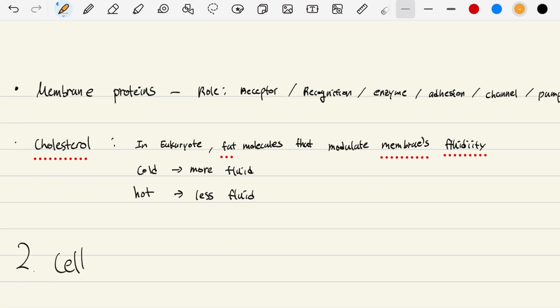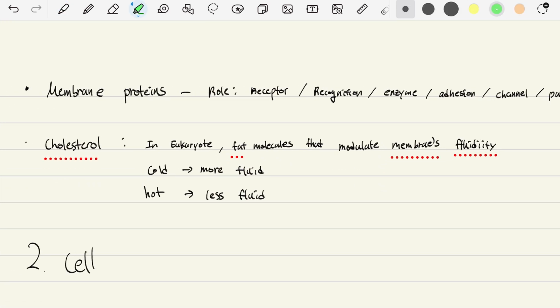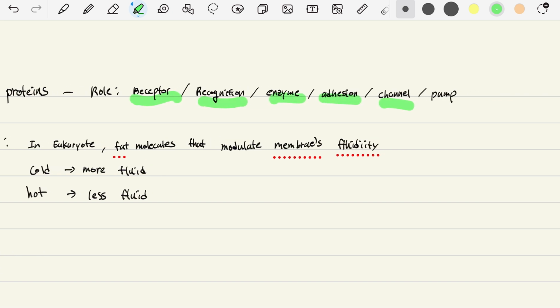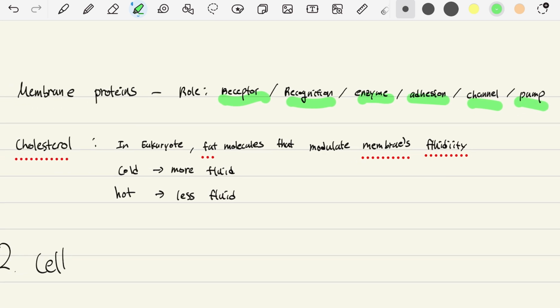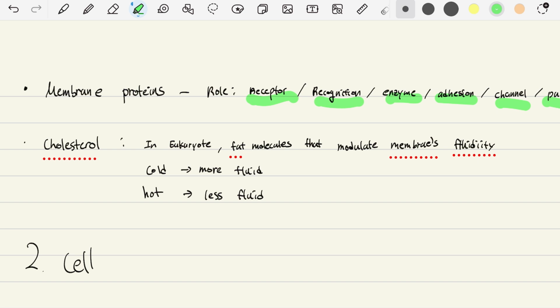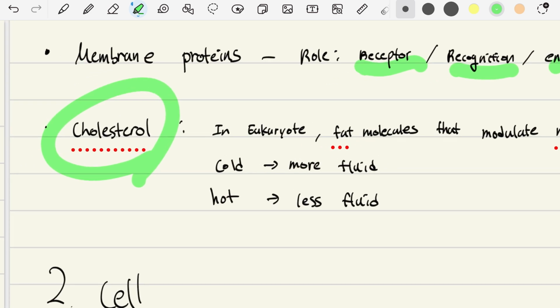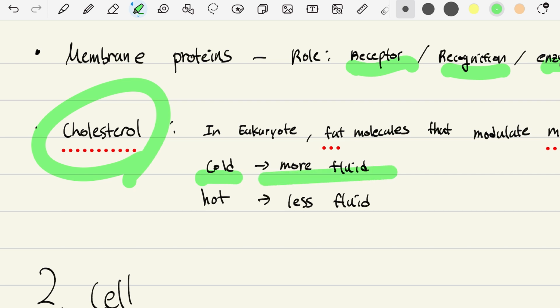And just a little bit more about the membrane proteins. Their roles are usually receptor, recognition, enzyme, adhesion, channel, pump, and they just do a bunch of things that the bilayers cannot do. And there's something called cholesterol, and in eukaryotes, fat molecules like cholesterol modulate membrane fluidity. So it means that cholesterol determines whether the membranes are more liquid-ish or solid-ish. If it's cold, they are closer to fluid, and if it's hot, they're less close to fluid.